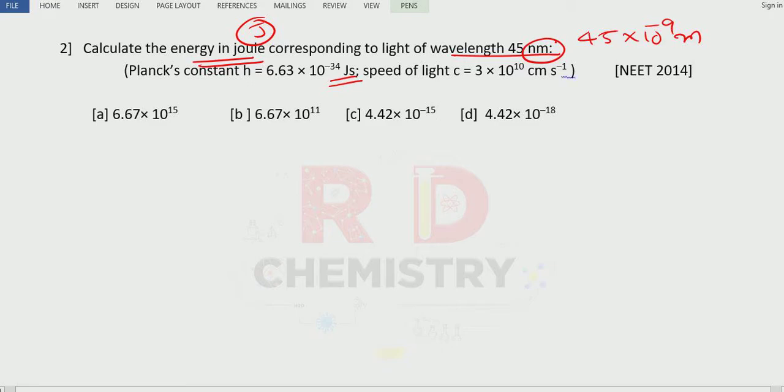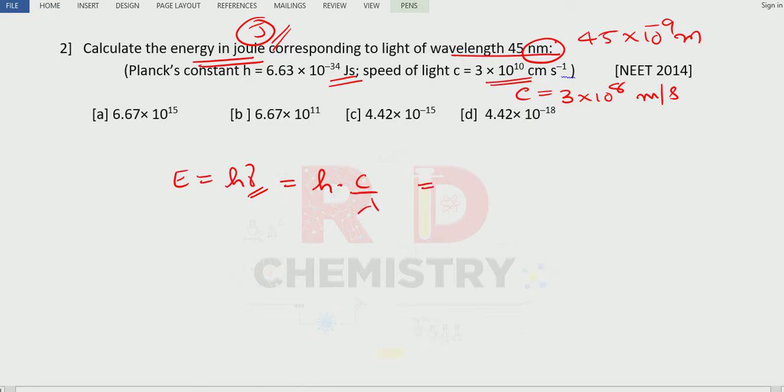Then the velocity of light: let me write velocity is equal to 3 into 10 power 8 meter per second. If I put all these in SI unit, then I'll get the final answer in terms of joules. So we have the formula. What is the formula? E is equal to h nu, but frequency is not given, so E is equal to h into c divided by lambda.